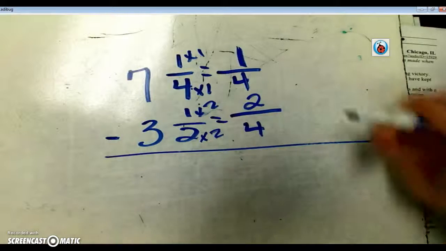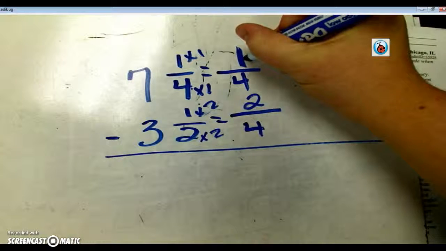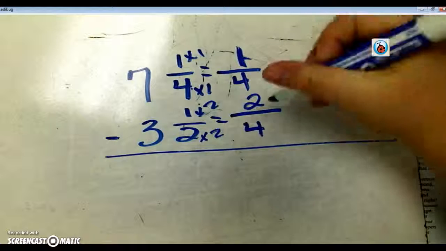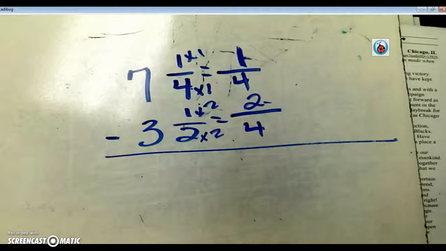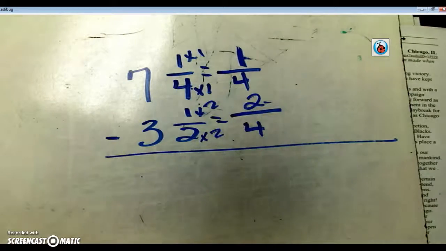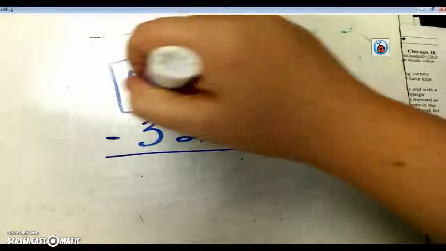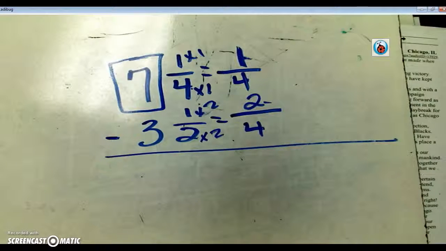At this point, you have to make sure that your numerator on the top is larger than your numerator on the bottom. Problem major here, right, Gabe? Because it's not. So what do we do? We talked about we have to do the same thing as we do with whole numbers where we have to borrow. Okay, so I'm going to come all the way over here to my 7. Okay, follow me.